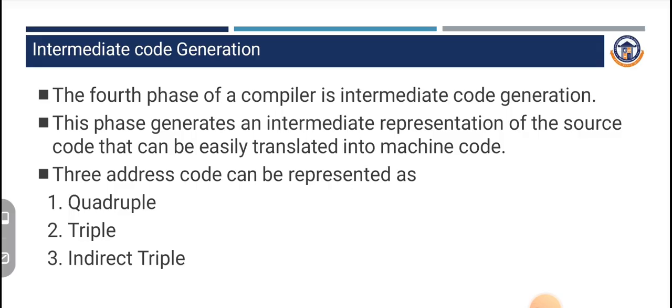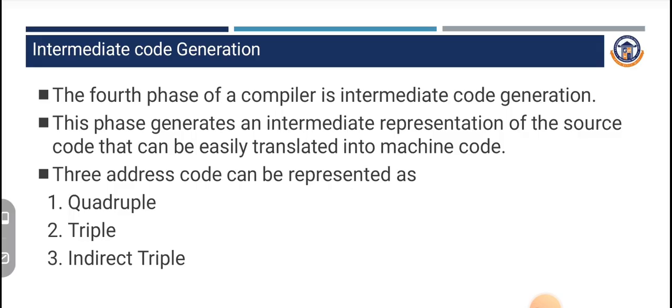Back end means it depends on the machine level languages. But the first three phases are analysis; we are going to analyze the code, and it does not depend on the machine level languages. The intermediate phase is in between the front end of the compiler and the back end of the compiler. The intermediate code generation is the fourth phase of the compiler.